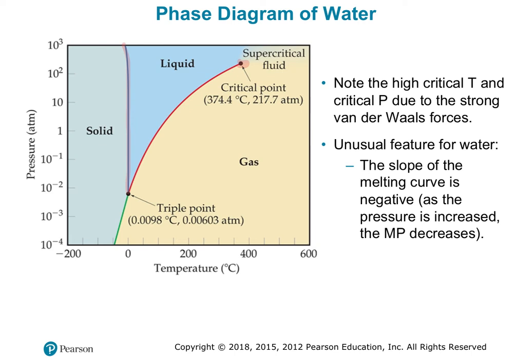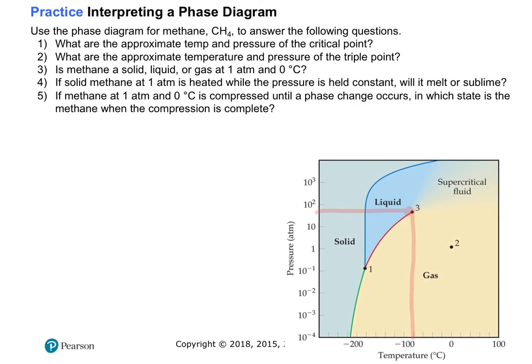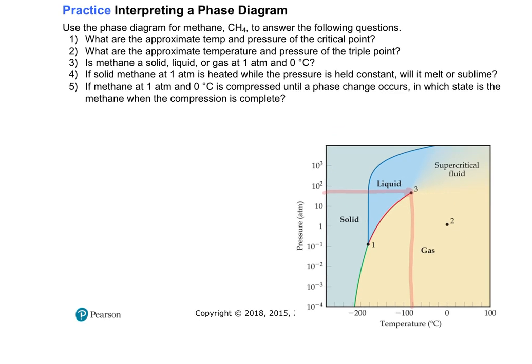So let's practice. Here is the phase diagram for methane. We want to find the approximate temperature and pressure for the critical point. The critical point is number 3. So we can go over and down. It's better to have a ruler for sure. Let's see. That pressure looks like maybe about 70 atmospheres and maybe negative 80 Celsius.